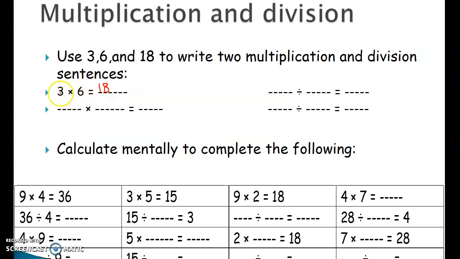We said that in multiplication, if I switch the numbers, I will get the same answer. So in the second one, just reverse these two. 6 here and 3 here. 6 times 3, the same as 3 times 6. I will get the same answer, 18.